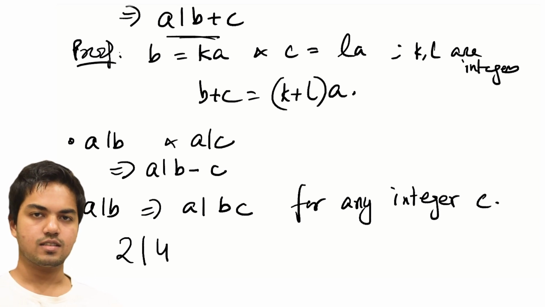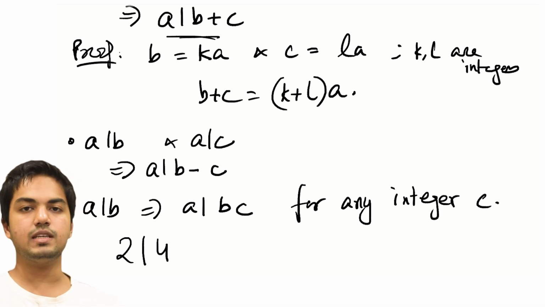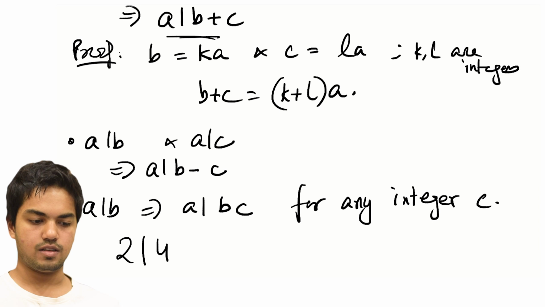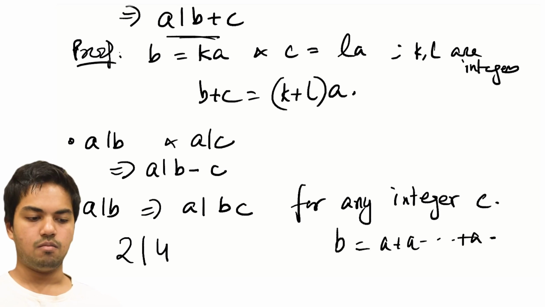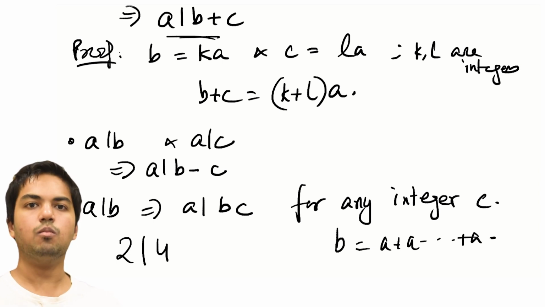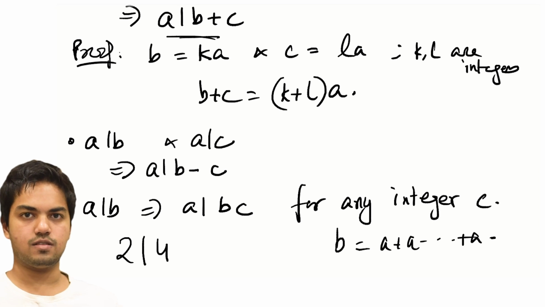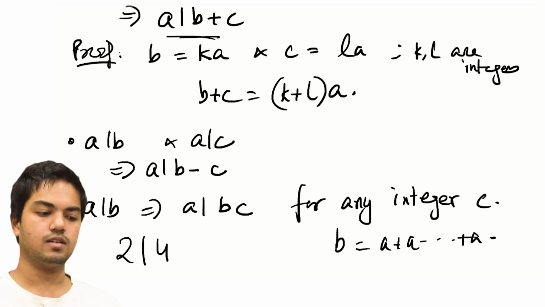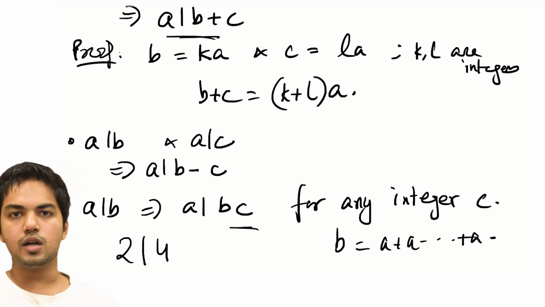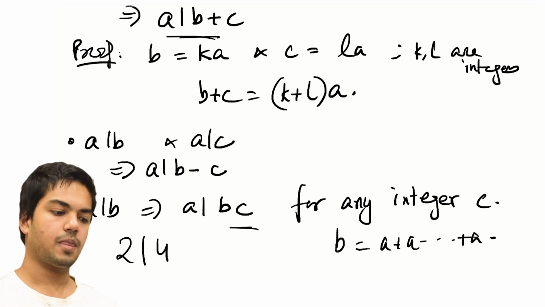If 4 is 2 added with itself twice, similarly if B is equal to A plus A plus A a certain number of times, multiplying B by something is just adding A with itself more times. So at the end of the day, it's just A added with itself a bunch of times, and hence it's a multiple of A. This one's kind of obvious. A multiple of a multiple is a multiple.